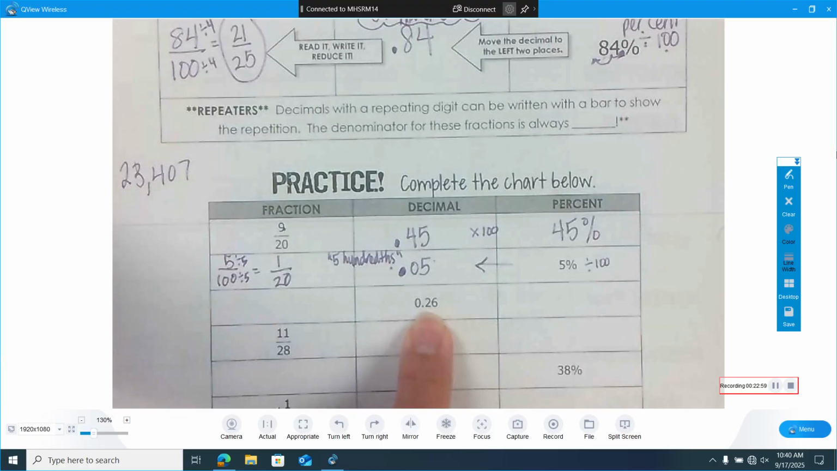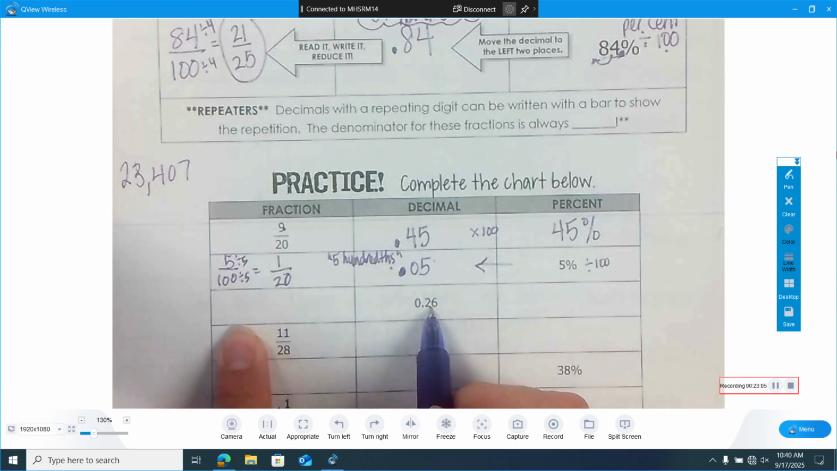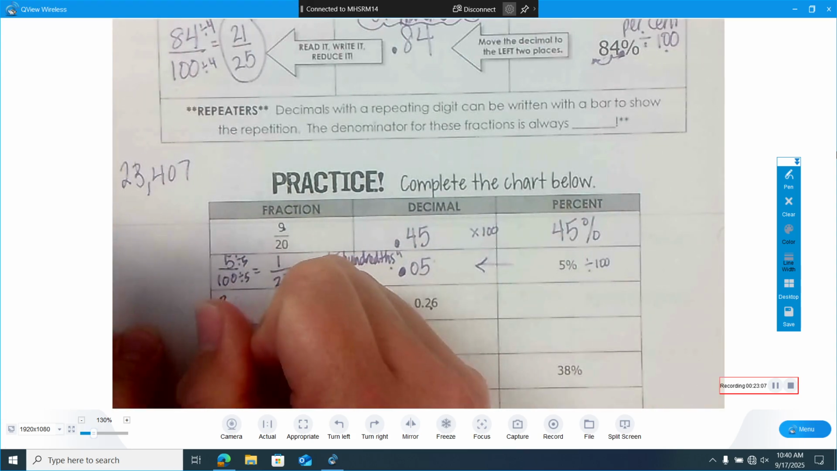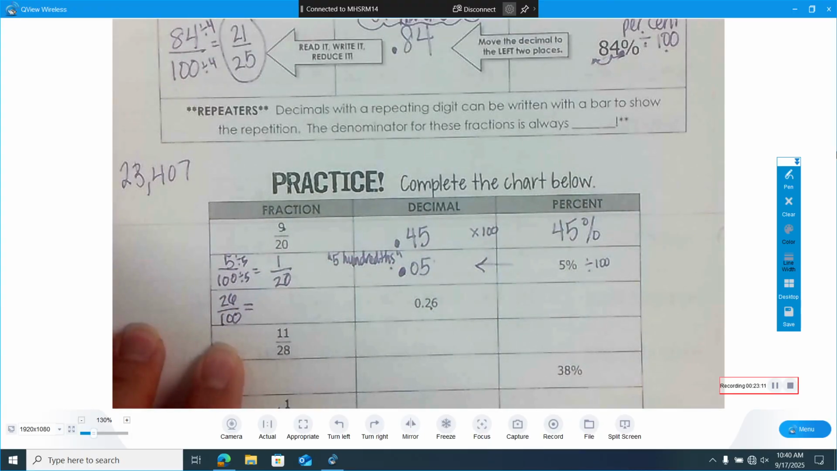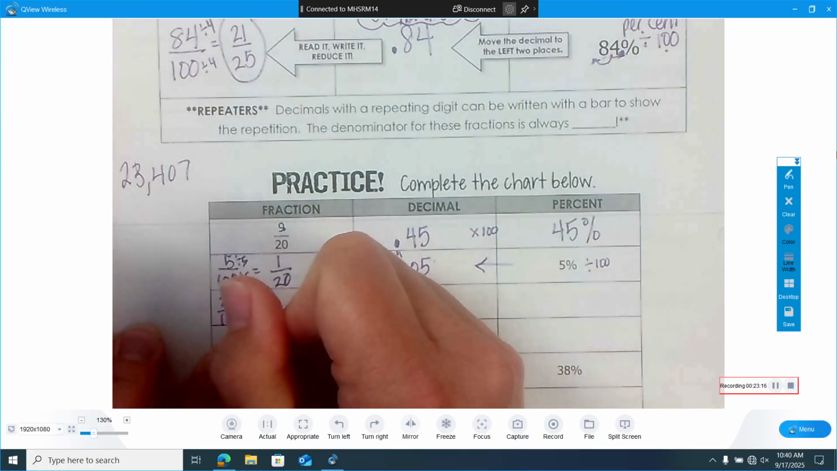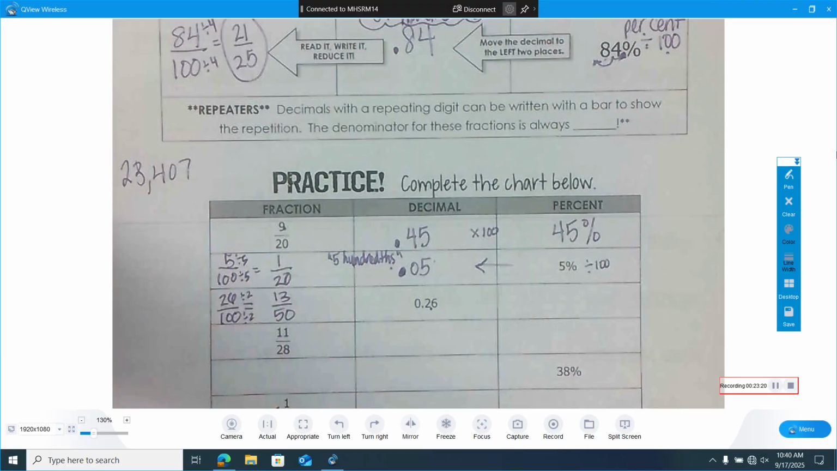Here I'm starting in the center. I have 0.26. What's its proper name? 26 hundredths. So that's going to be 26 hundredths, and I can reduce that. What can I reduce that by? Yeah, I can divide by 2. Very good. And so that would give me 13/50. Very good.